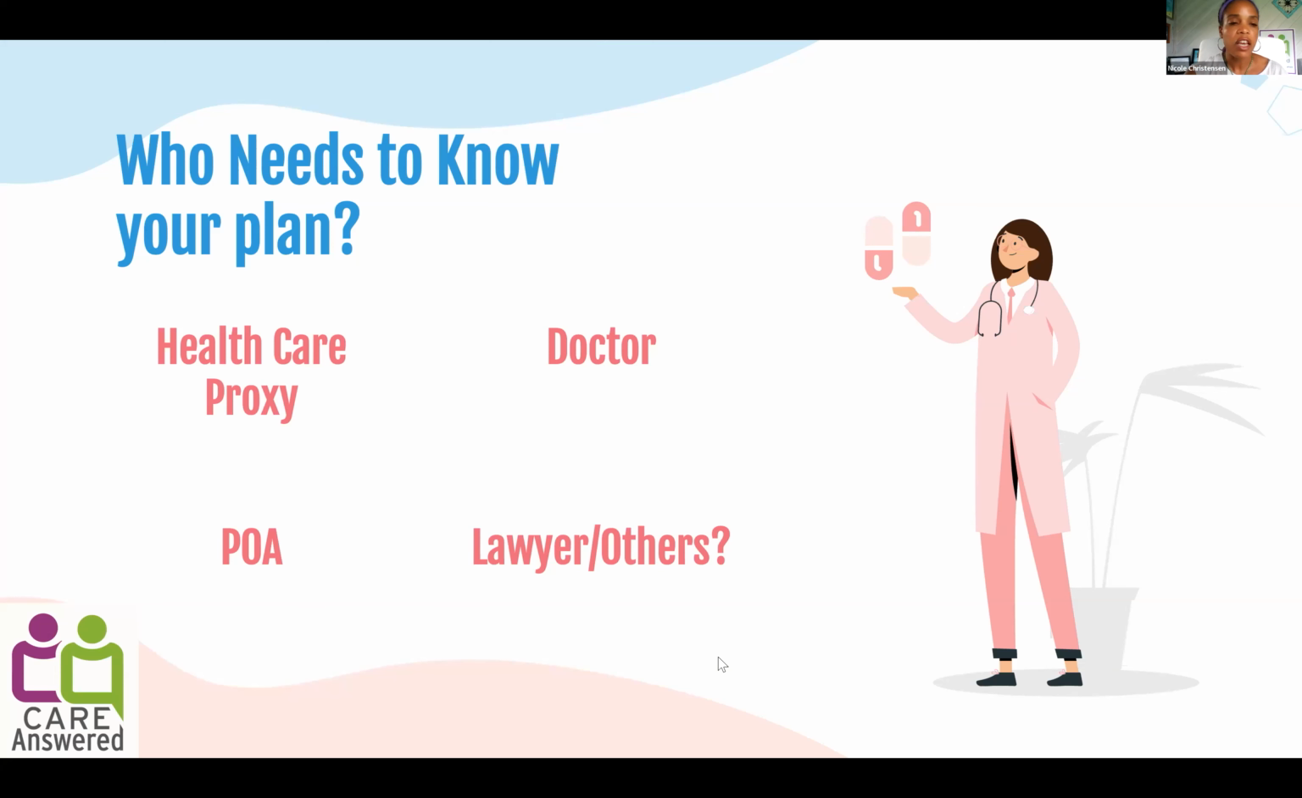So thanks for that. Right here it has it. Who needs to know your plan? It's your healthcare proxy first and foremost, of course your doctor. I put your power of attorney, again, because those two people, if they're two different people, are going to need to work together to really make your plan come to light. And again, your lawyer, if they're creating the living will, it is good that they have the documentation as well, if it ever needs to be looked at legally.